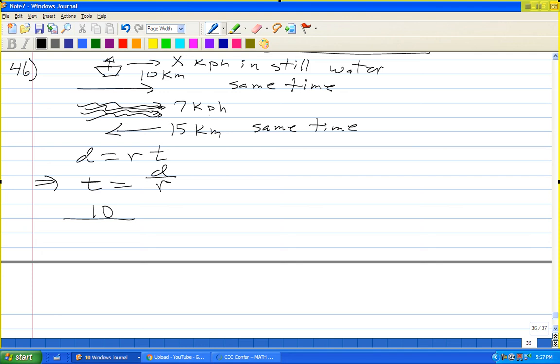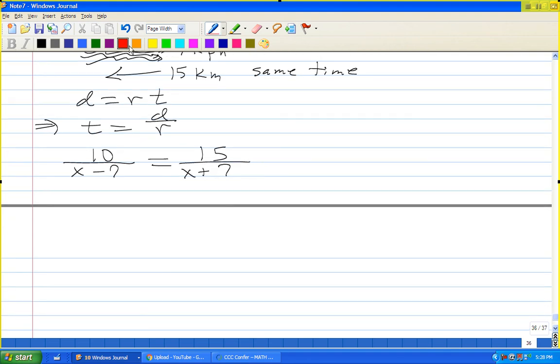And so the rate is, well, if it's going upstream, then it's fighting against the current. So it normally goes x kilometers per hour, but there's just a current of 7 kilometers per hour, so it has to go against that current. This is the same time it takes to go downstream. He goes 15 kilometers downstream, and he is helped by the current, so his speed is actually faster. He normally goes x kilometers per hour, but since the current is pushing him along, he goes x plus 7 kilometers per hour. Let's cross multiply.